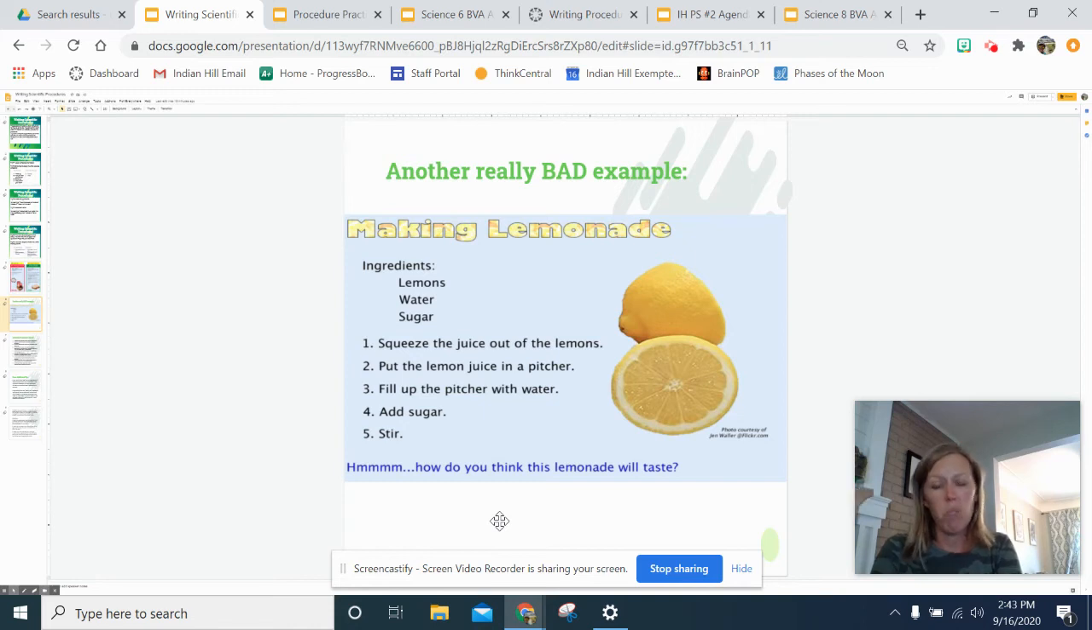And step 5, stir. Just give it one little stir. Stir until the sugar's dissolved. Stir for 5 minutes. It needs to be a little bit more specific there on the stirring.